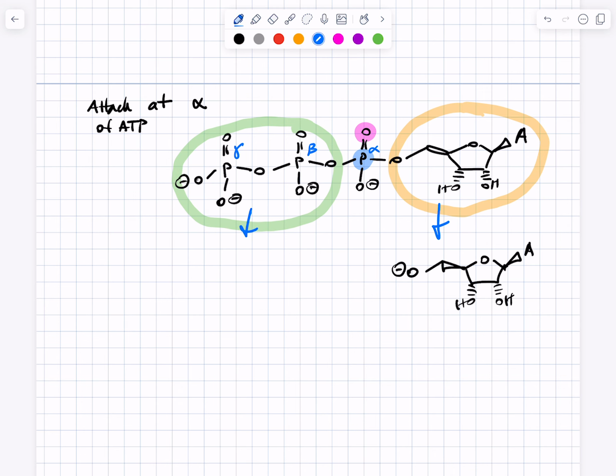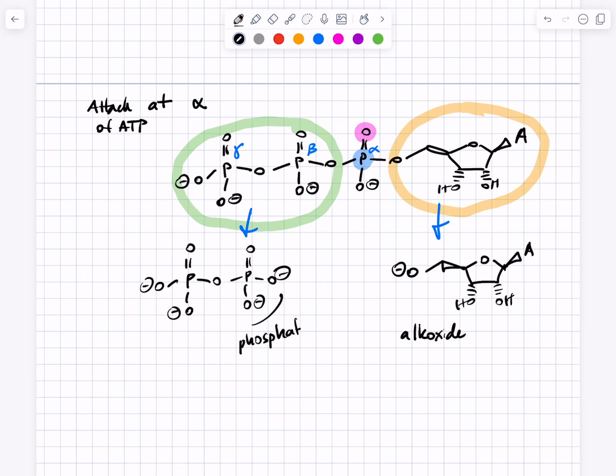Alternatively, if we did this one as the leaving group, it would look like this. Which of those do you think is a better leaving group? This one is an alkoxide, and this one, just focusing on this part of the molecule, is a phosphate dianion.